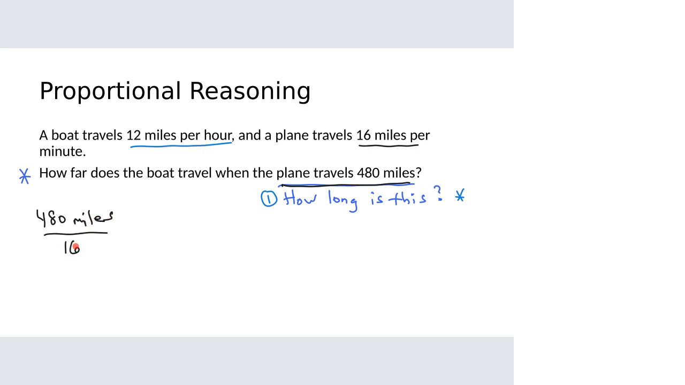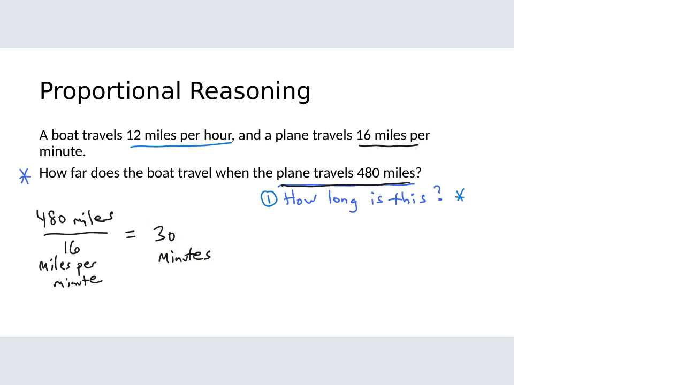This is very similar to what we did at the beginning of class with the unit pricing. It goes 480 miles. Well, if it goes 16 miles per minute, I can divide those to figure out how many minutes it's been traveling. So we'll do 480 divided by 16 and find out that it's been traveling for 30 minutes.